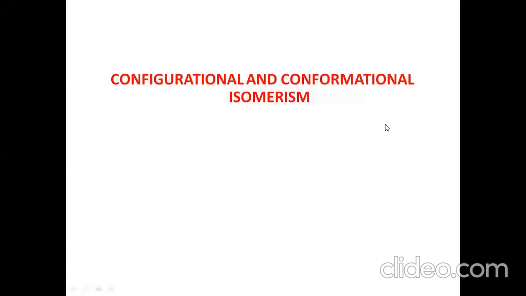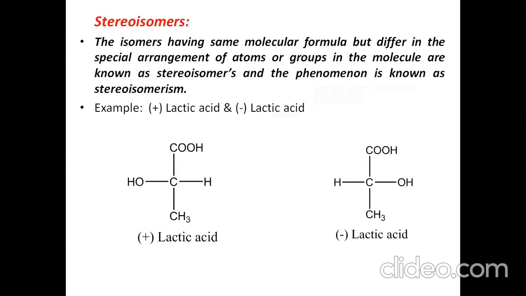In this video, today we are going to discuss configurational and conformational isomerism. Before going to discuss configurational and conformational isomerism, we need to see what we mean by stereoisomers. So stereoisomers are the isomers having the same molecular formula but differing in the spatial arrangement of atoms or groups in the molecule, and the phenomenon is known as stereoisomerism.